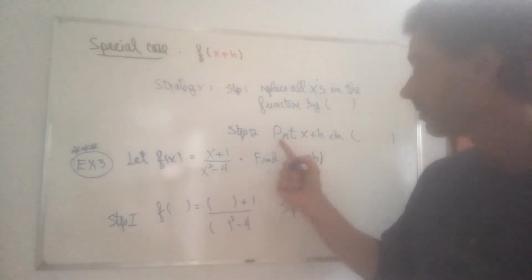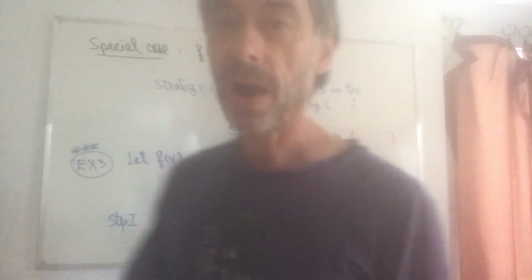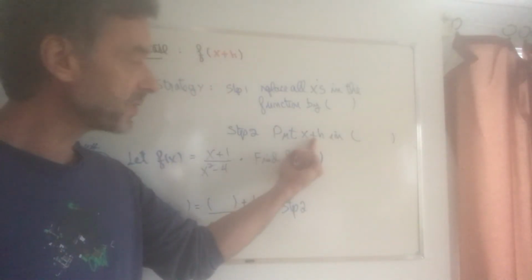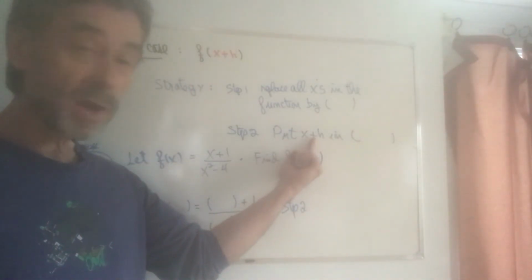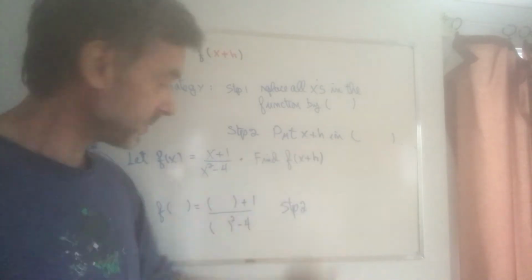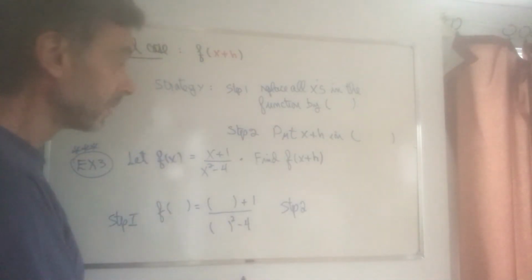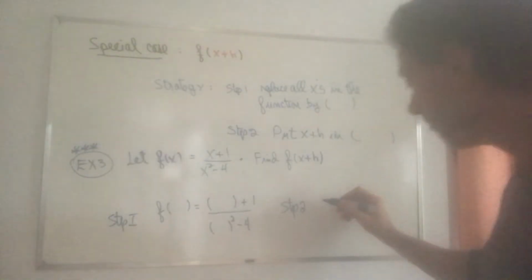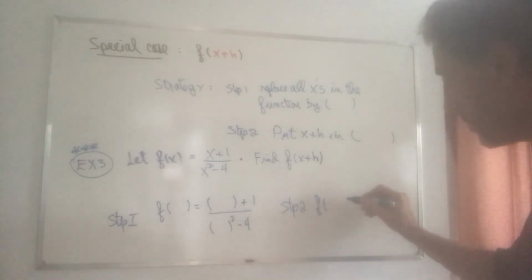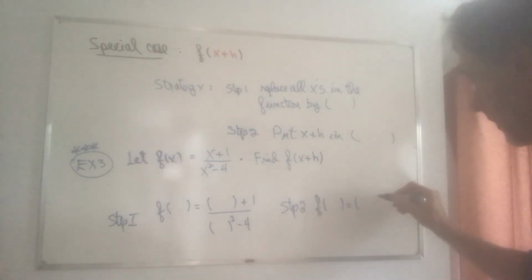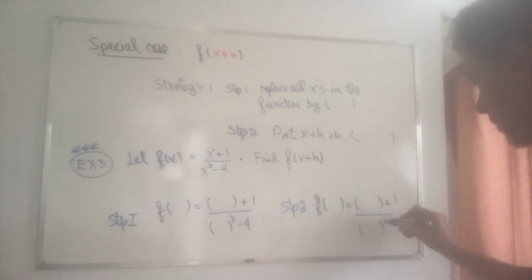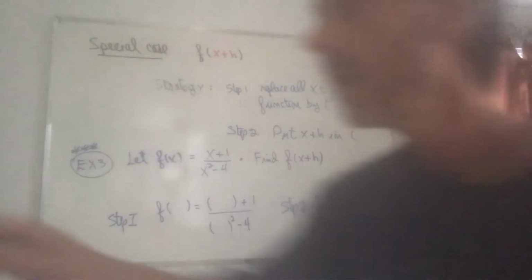Well, step 2. In each of my open brackets, what am I going to replace in? In each of these open brackets, I shall put x plus h. So, back up. So, step 2, f of x plus h. So let me repeat those open brackets. Plus 1, open bracket squared minus 4.